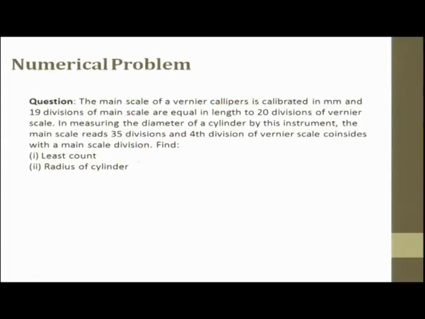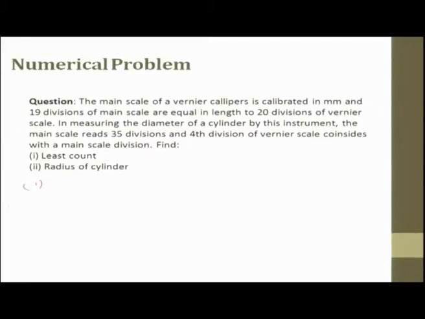Let us take one more problem to solve. The main scale of a vernier caliper is calibrated in millimeter, and 19 divisions of the main scale are equal to 20 divisions of the vernier scale. In measuring the diameter of the cylinder by this instrument, the main scale reads 35 divisions, and the fourth division of the vernier scale coincides with a main scale division. Find LC and find the radius of the cylinder.